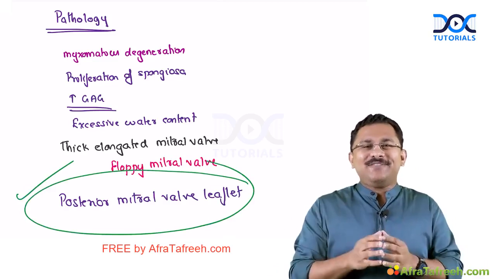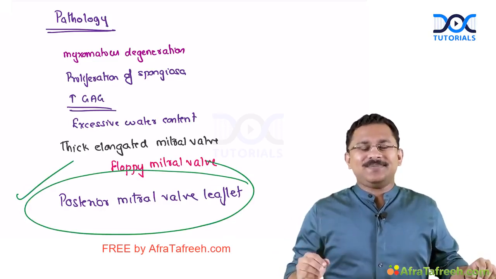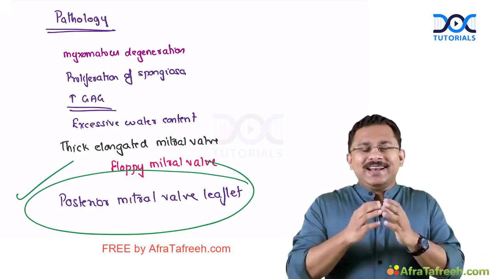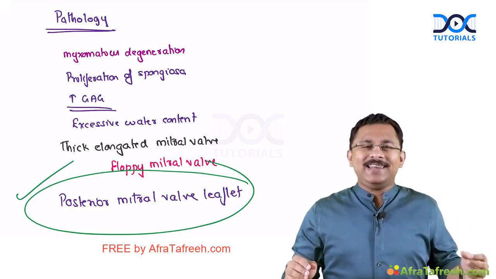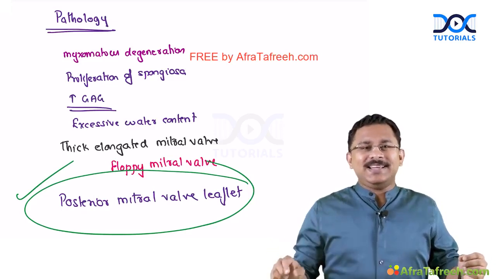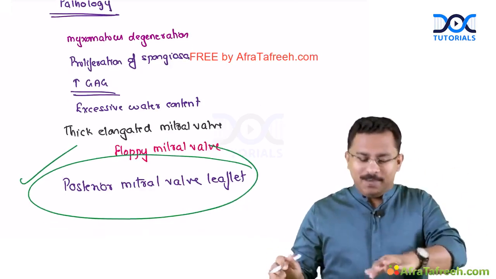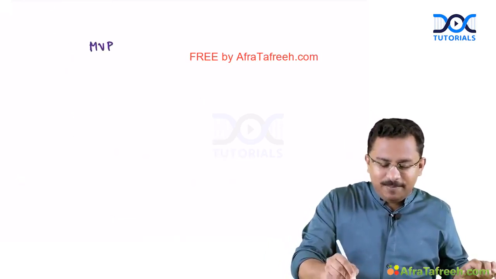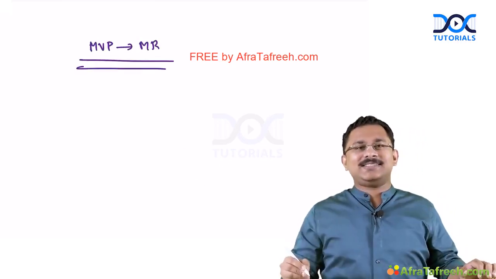Now you also have elongated chordae with a reduced strength. This can actually rupture. So they can develop progressive annular dilatation and can even lead on to a mitral regurgitation. So MVP, mitral valve prolapse, can lead on to mitral regurgitation.